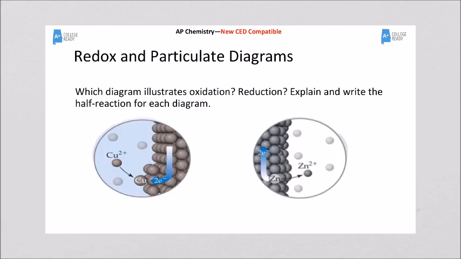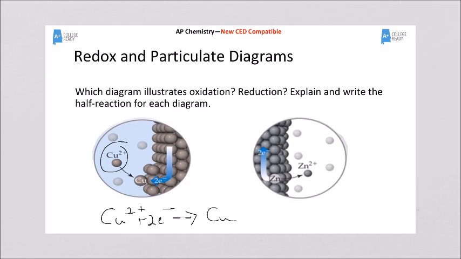Okay, for redox reactions, we could also be asked something about a particulate diagram. So here's some I found. I think this is actually from a video, but it just said, which of these diagrams illustrates oxidation, which one illustrates reduction, explain and write the half reaction for each. So as you can see, the arrows are the key here. So we see this is in the solution, copper 2+ ion, and it's going to a solid. So really you're supposed to realize that arrow means it's doing this. So the 2 electrons would have to be here.